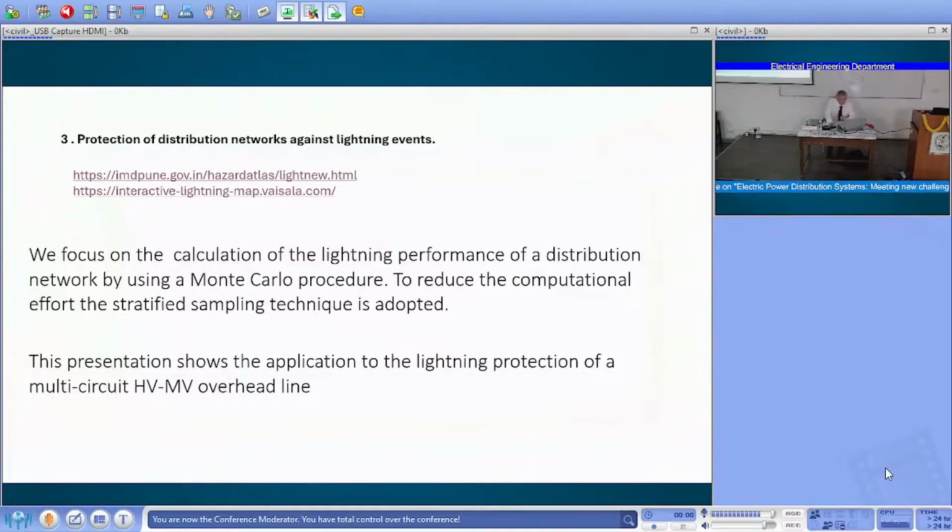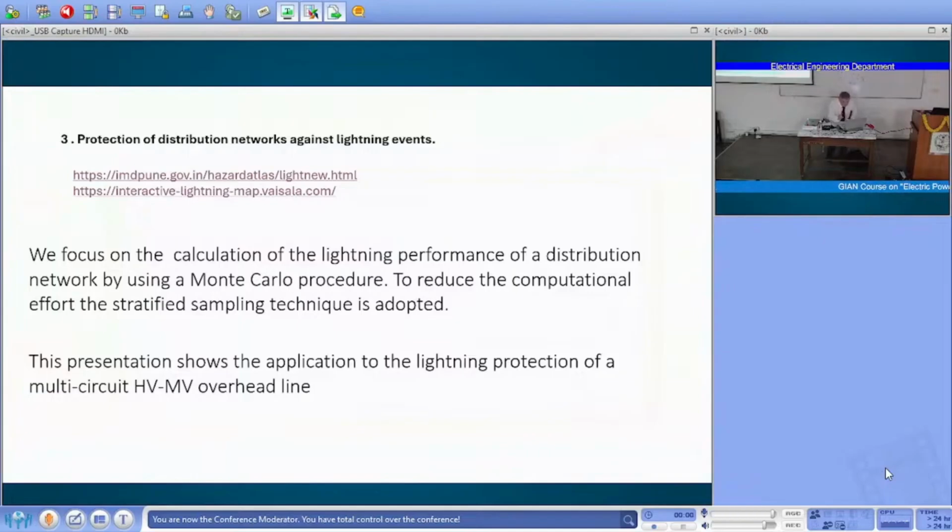For this, we use a Monte Carlo procedure. So several events are created, taking into account the number of events expected in that region, and for each event we calculate if the overvoltage induced or caused in the network is above the insulation threshold of the insulators and so on. So the capability of the insulation of the system to sustain the overvoltage.